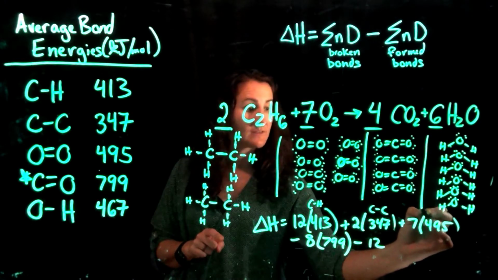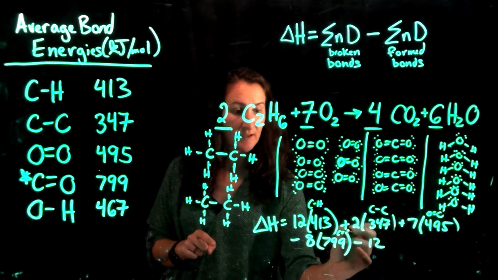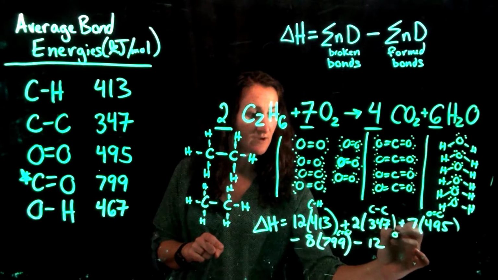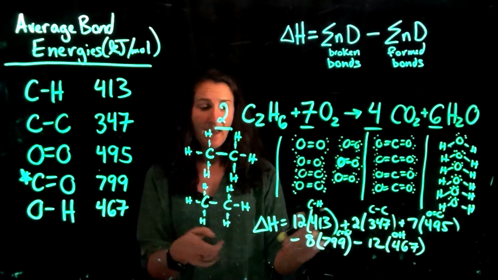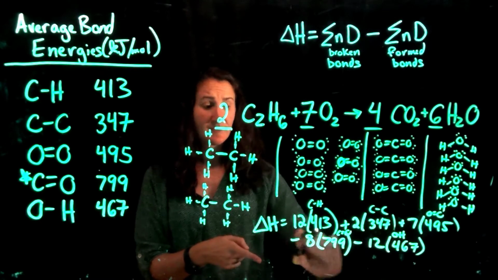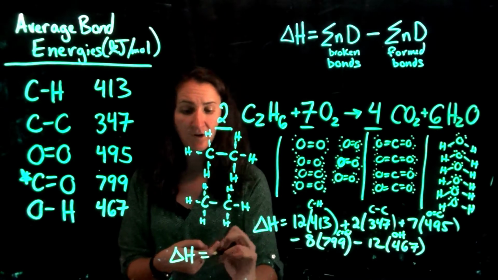And so this was O double bond O. This one is C double bond O, and this one is going to be O to H. So now we have laid all of this out. This is all of the math, and now it's just a matter of putting all of this into your calculator, and we end up with, I'll break it apart into one step for you.